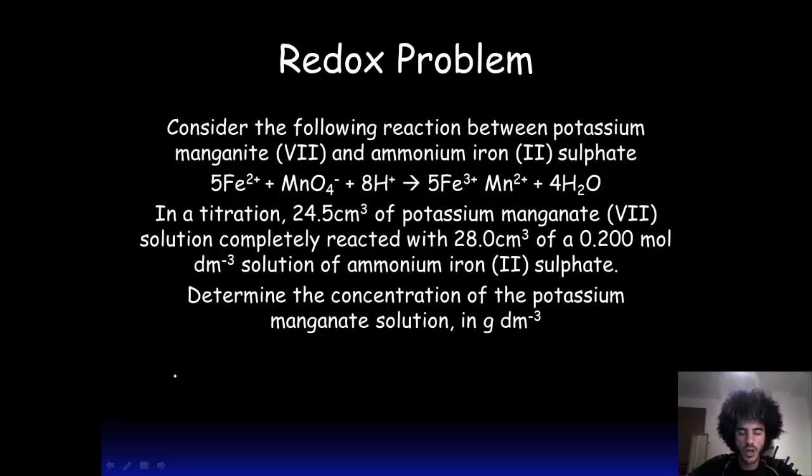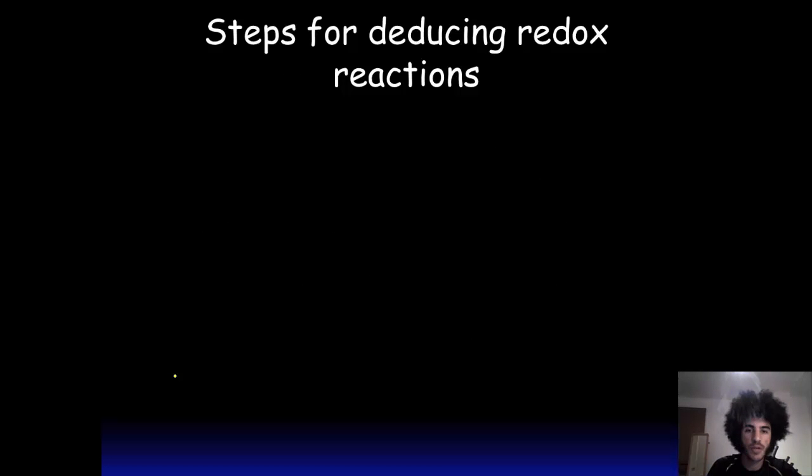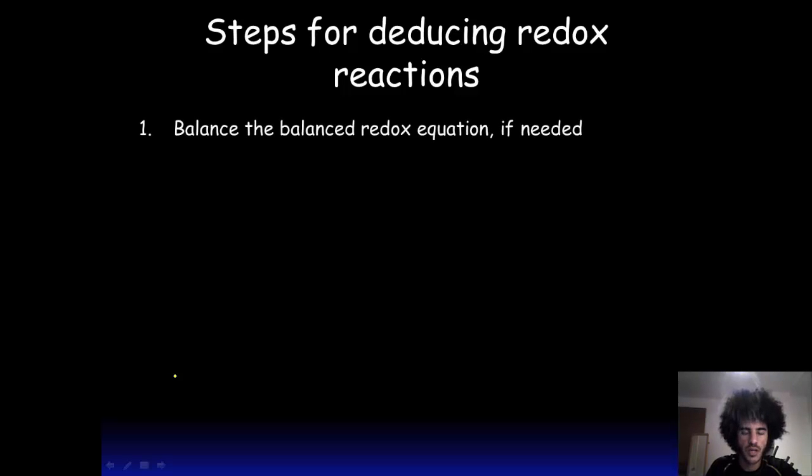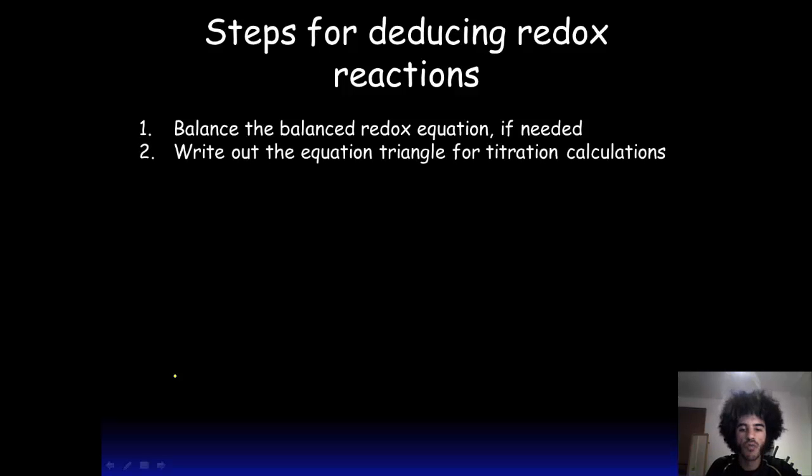Chances are, if you get a question like this, it's going to be really wordy, okay? It's almost going to be like a mini essay of stuff you have to plow through. They can be quite intimidating when you first look at it, but if you follow a few simple steps, it makes life a lot easier. Now these are the steps I recommend. And if I were you, I would follow these to the letter. So step number one, balance the Redox equation if needed. Secondly, write out the equation triangle for titration calculations. I'll talk about that more in a moment.